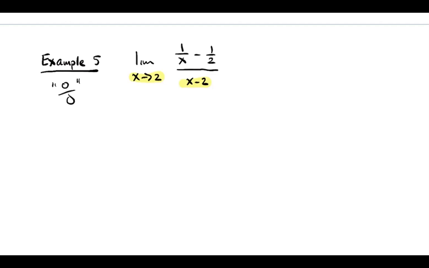So we need to do some canceling. And this time, basically, we just have to get a common denominator and simplify this numerator. We've got a complex fraction here. So let's organize our work like this. Instead of dividing by x minus 2, I prefer to think of division as multiplication by the reciprocal.